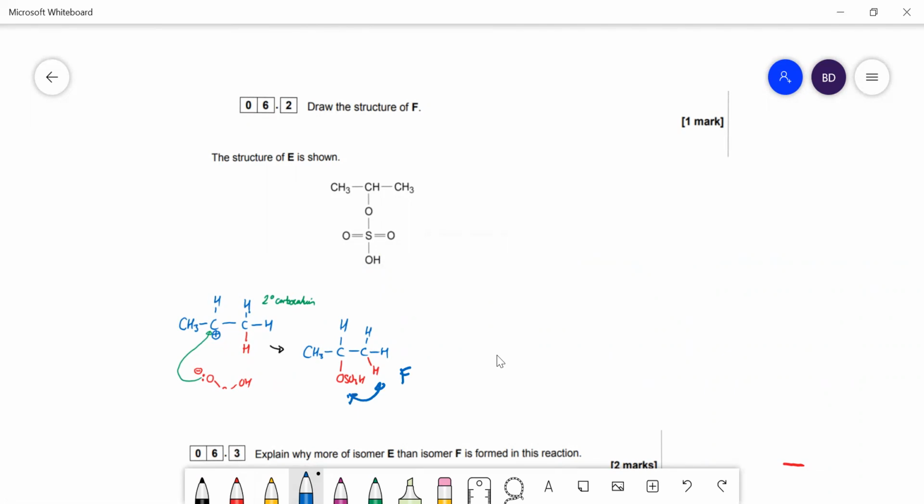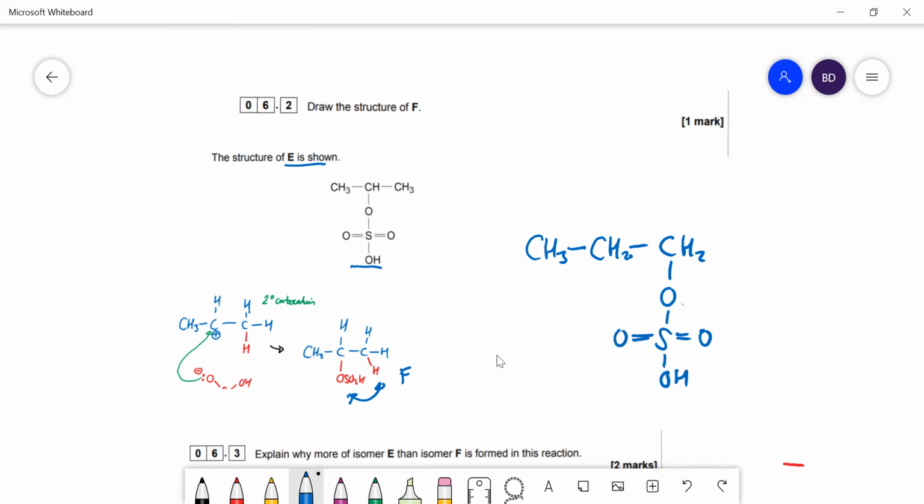So E is going to be, I've just copied in the picture of E there. So F is going to be CH3, CH2, CH2. Just draw it quickly, and we've got our O, SO3H. Or you can draw it out displayed. Actually, you're probably less likely to make a mistake drawing it out displayed. It's probably safer to do that. So write it like that.